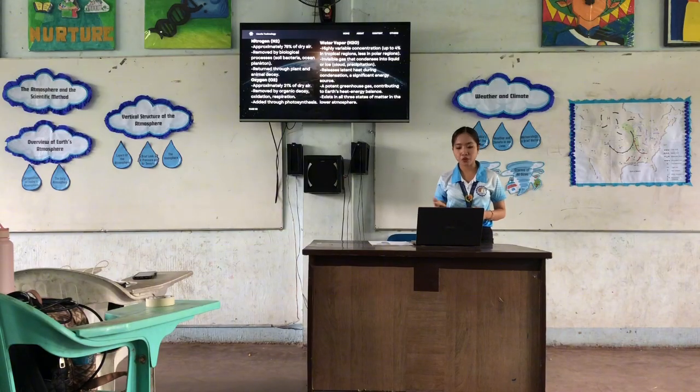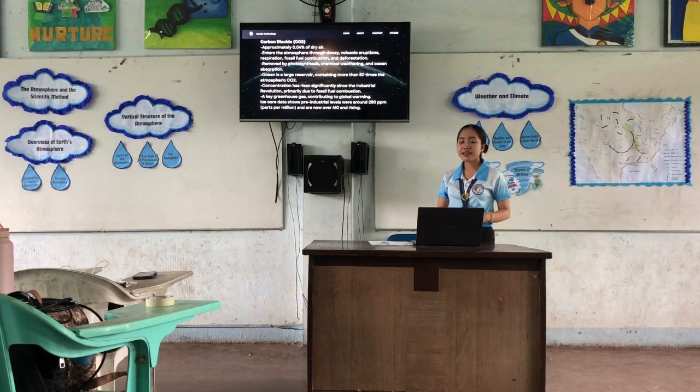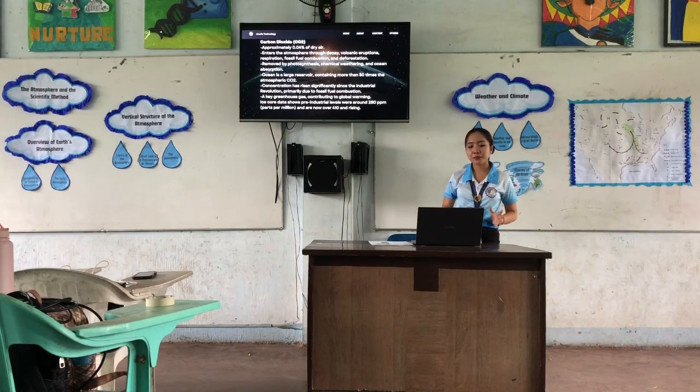abundant energy source. It exists in all three states of matter in the lower atmosphere. Then we have carbon dioxide. So carbon dioxide is approximately 0.04% of dry air. It enters the atmosphere through decay, volcanic eruptions, respiration, fossil fuel combustion, and deforestation. It is removed by photosynthesis, chemical weathering, and ocean absorption.